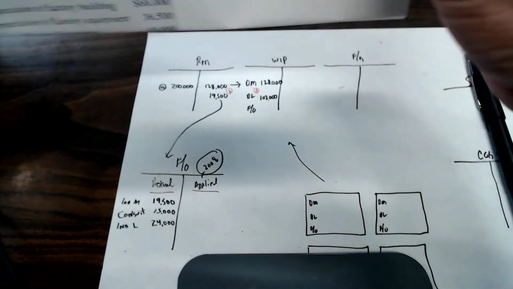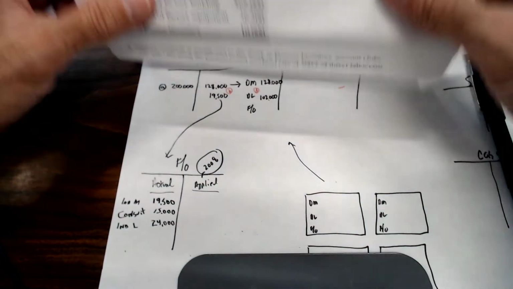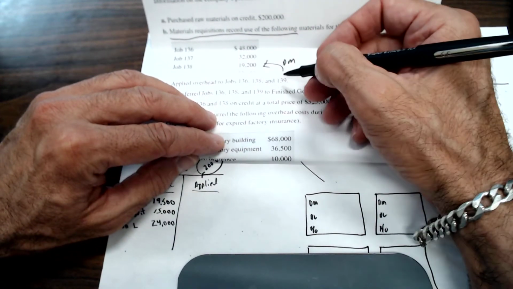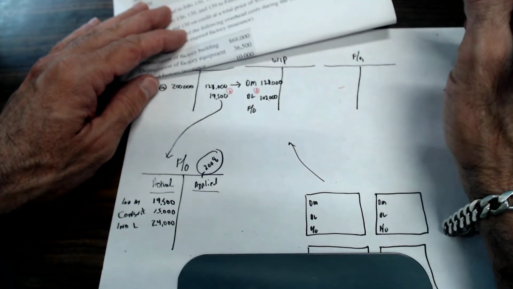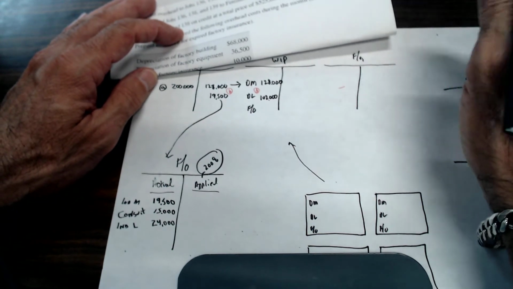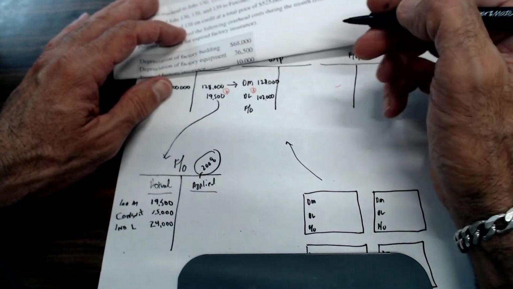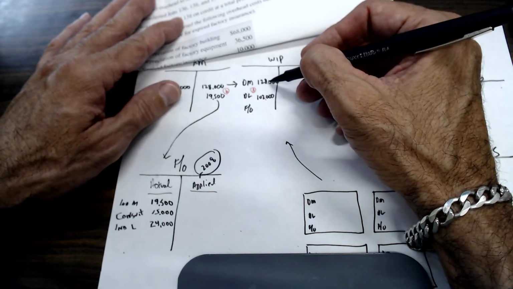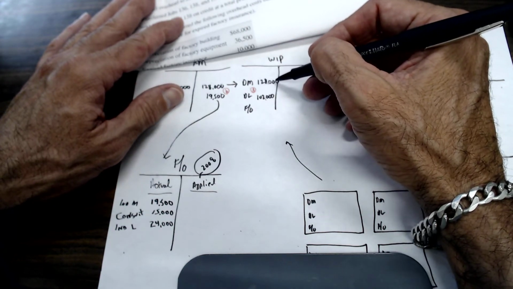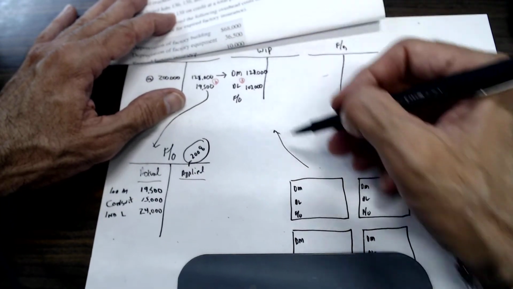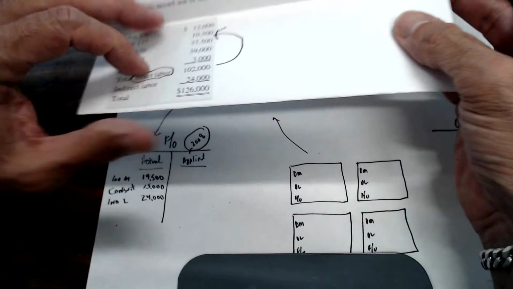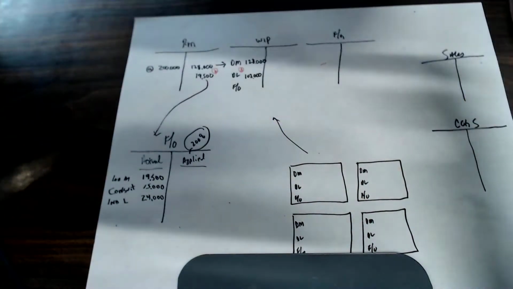Let's see what we got here. We're going to apply overhead to, well, let's see here. Oh, you know what? I forgot a step, and maybe didn't forget, but I overlooked it. When I add direct materials to work in process, 128,000, what else do I have to do? Of course, I've got to add it to jobs, and I did not do that. So I do need to do that. Let's go back to the materials.